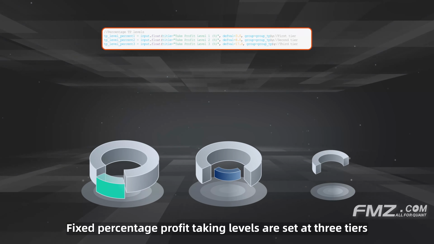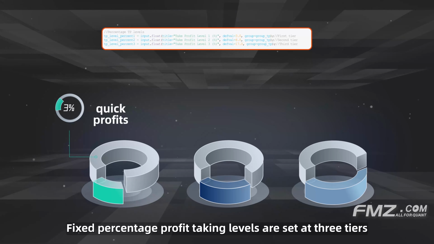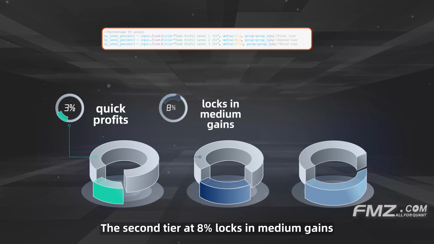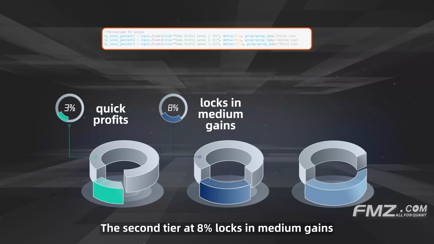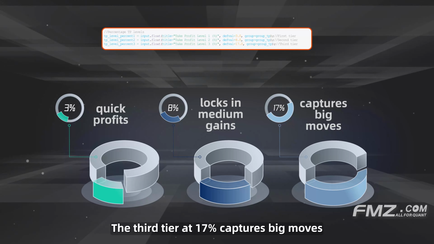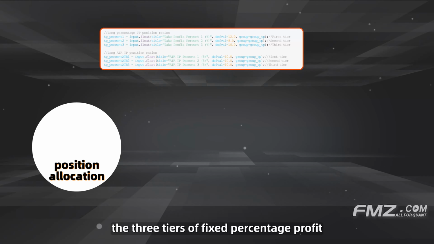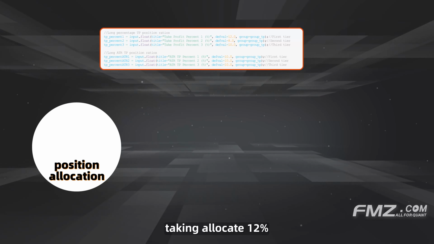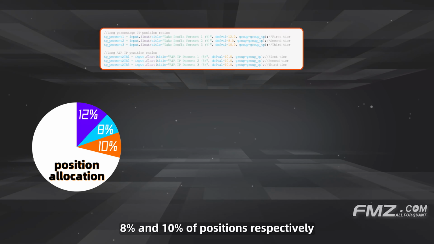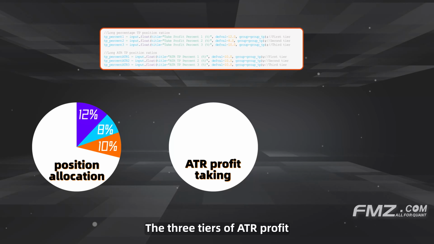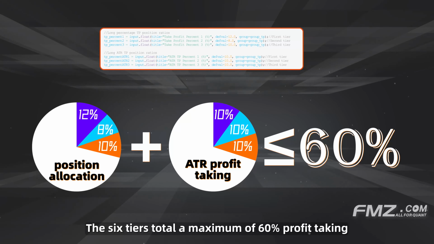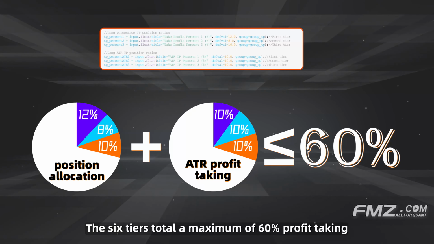Fixed percentage profit-taking levels are set at 3 tiers. The first tier at 3% suits quick profits. The second tier at 8% locks in medium gains. The third tier at 17% captures big moves. For position allocation, the 3 tiers of fixed percentage profit-taking allocate 12%, 8%, and 10% of positions respectively. The 3 tiers of ATR profit-taking each allocate 10% of positions. The 6 tiers total a maximum of 60% profit-taking.